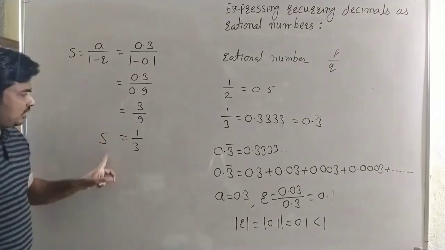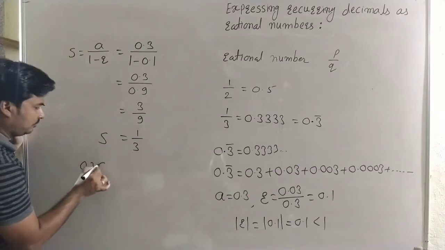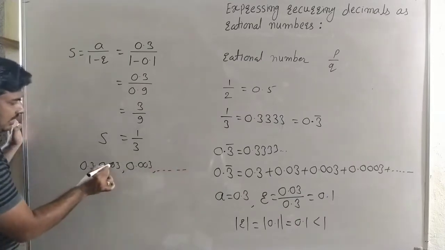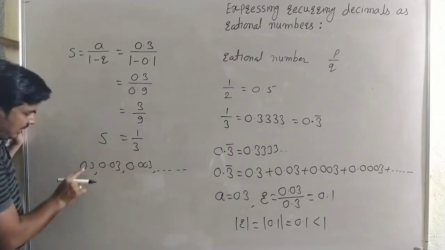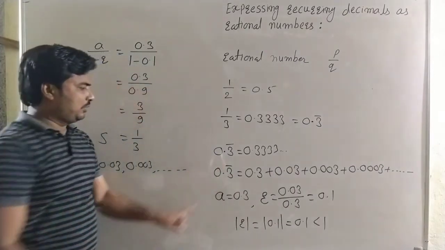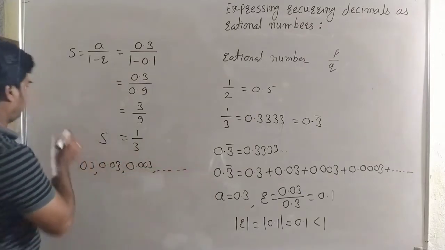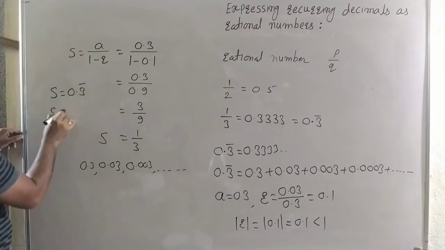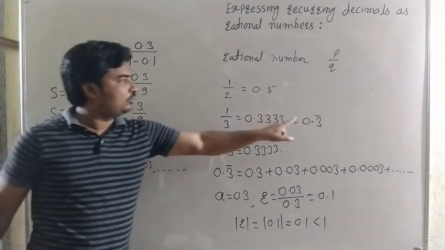The sum of the infinite terms 0.3, 0.03, 0.003 and so on is 1 by 3, and the sum of all these terms is 0.3 bar. That means 0.3 bar is 1 by 3. So S means 0.3 bar, and S is equal to 1 by 3. That means 1 by 3 is equal to 0.3 bar.